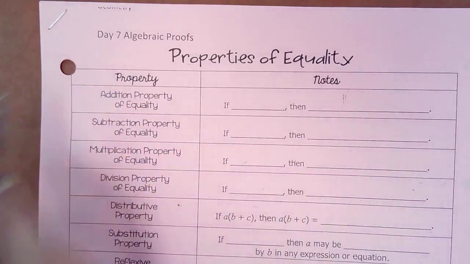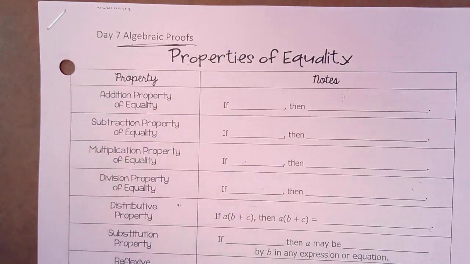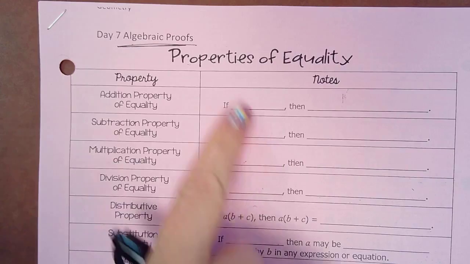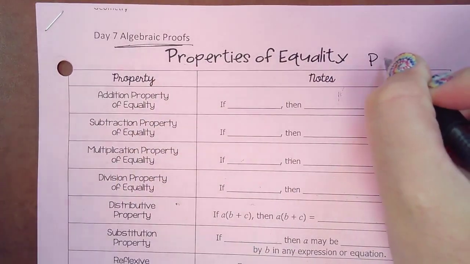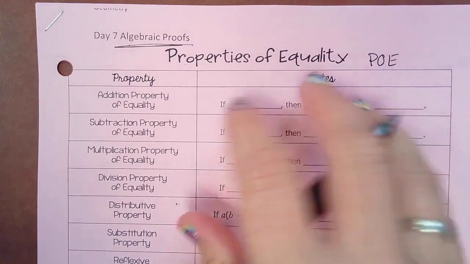Okay, Unit 1A, Day 7. We're going to start our proofs. So algebraic proofs, we have some properties here. They're called properties of equality. We can also abbreviate that as POE instead of writing that every time through our proofs.